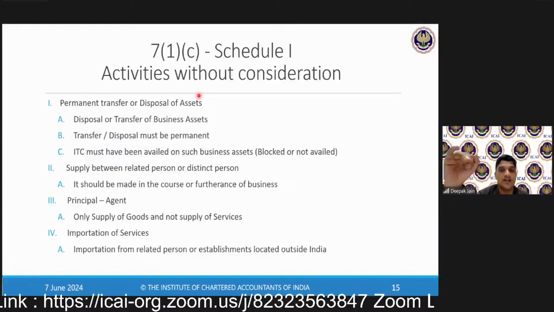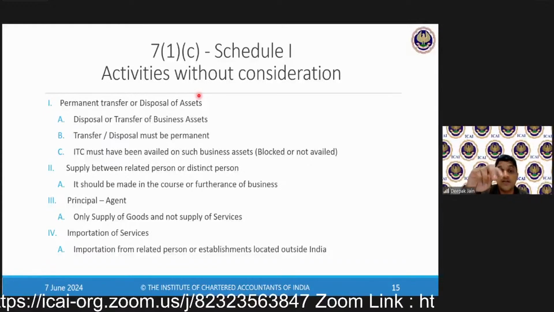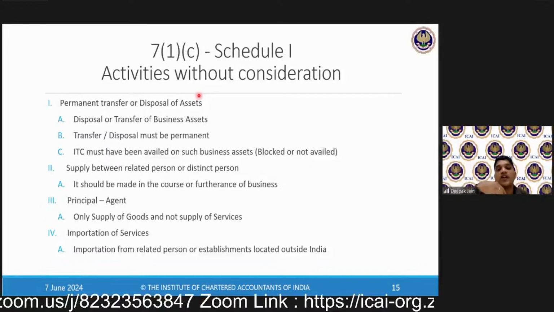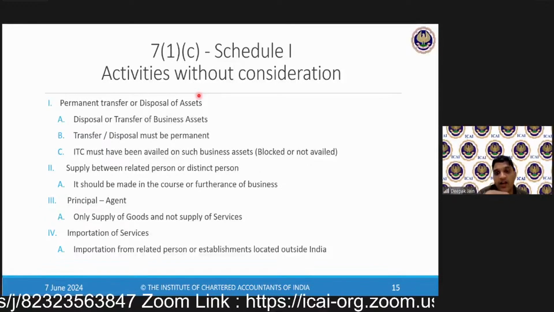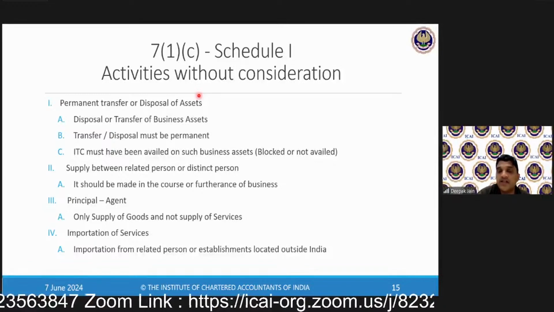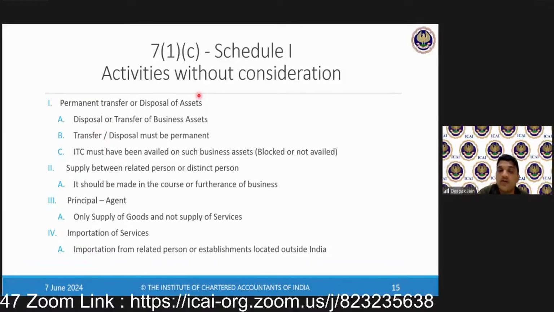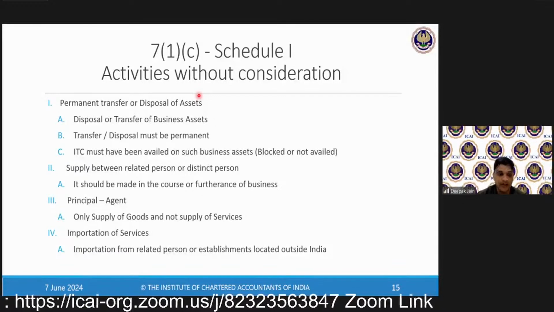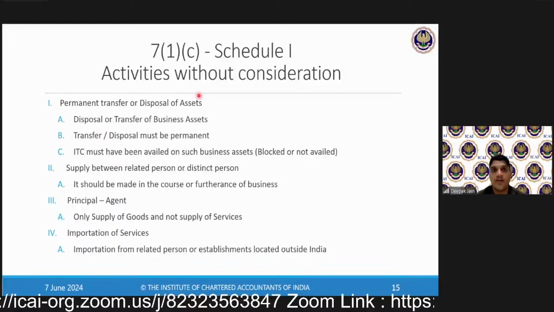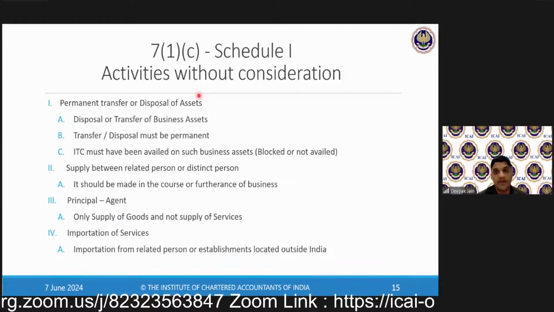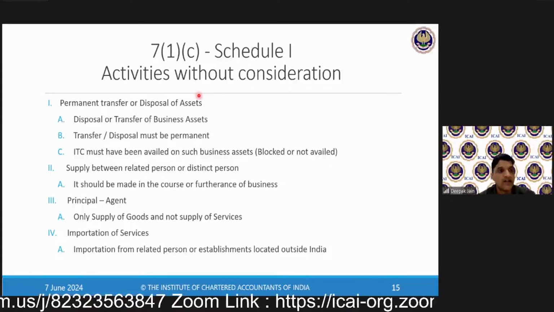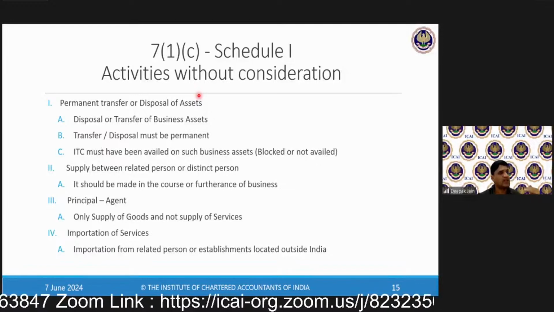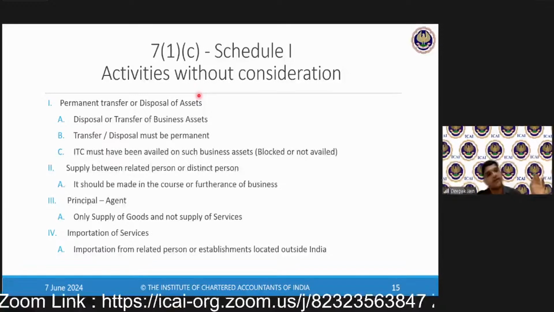One is permanent transfer or disposal of assets, wherein a disposal of assets should happen. There should be a transfer, it should be permanent, and ITC should have been availed. So if you have availed the ITC, only then will you pay GST when you supply or dispose of without any consideration. If you have not claimed any ITC, then it is not liable under Schedule 1. The intention of Schedule 1 is that there should not be any loss of GST. When you have claimed the credit, and now you are not selling it, then the government gave you that credit.